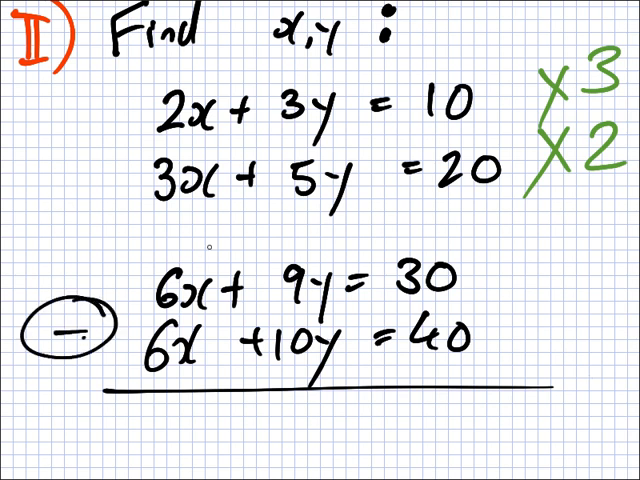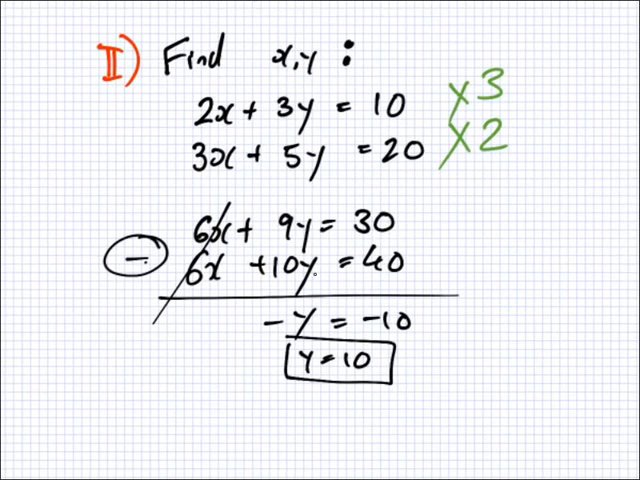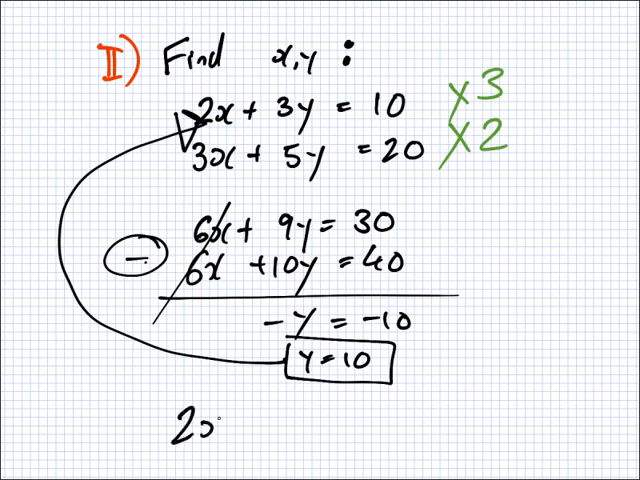6x minus 6x, gone. 9y minus 10y is minus y, equal to minus 10, so y equals 10. After you get y equals 10, I just sub it in. We could sub it into any one, but the easiest looking one is the first one, isn't it? That looks like it's not too bad. So 2x plus 30 equals 10.